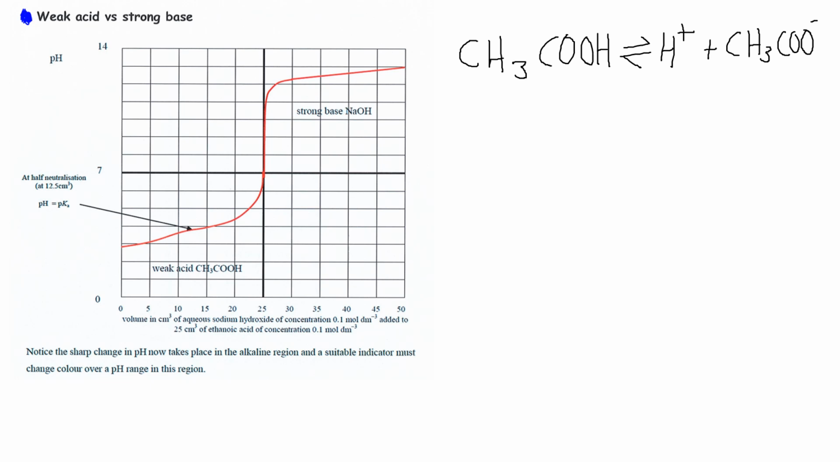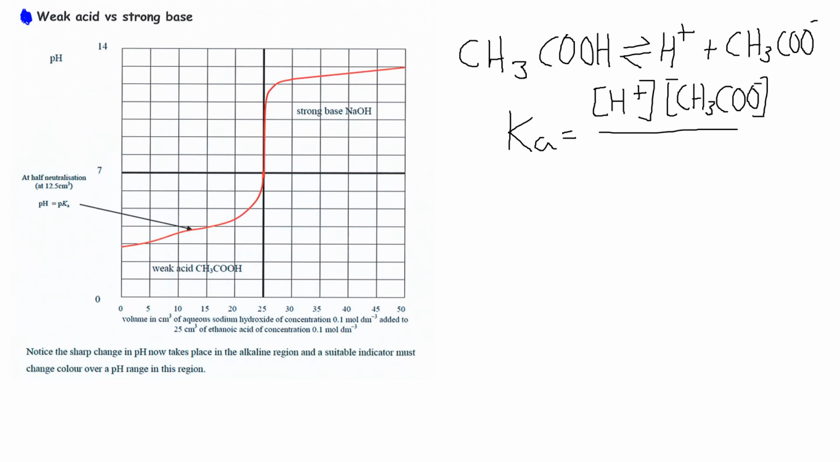And therefore, we can write out an equilibrium constant for it. We'd say that Ka is equal to the concentration of the H plus times the concentration of the ethanoate ion divided by the concentration of the acid, CH3COOH. So Ka is a measure of how far this dissociation occurs. So if Ka is big, this equilibrium lies to the right hand side, and if Ka is small, the equilibrium lies to the left hand side.